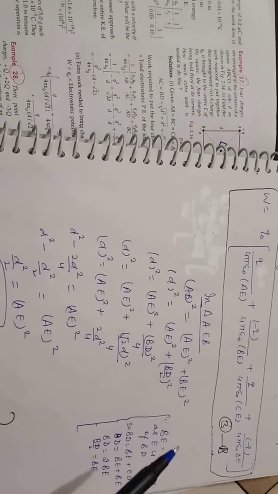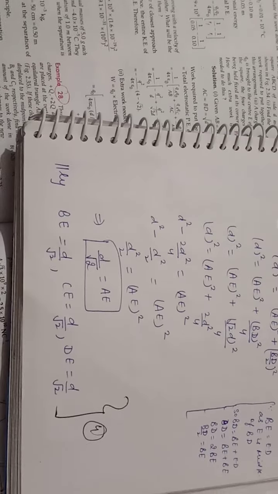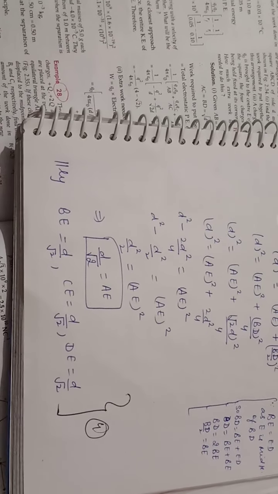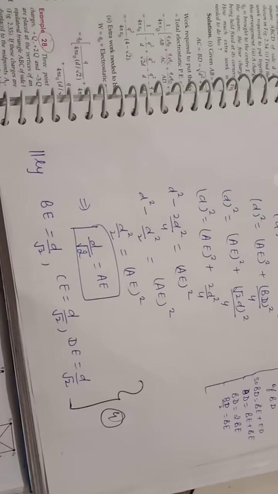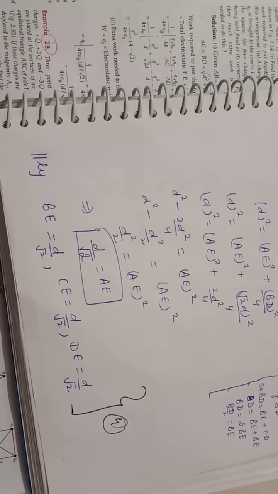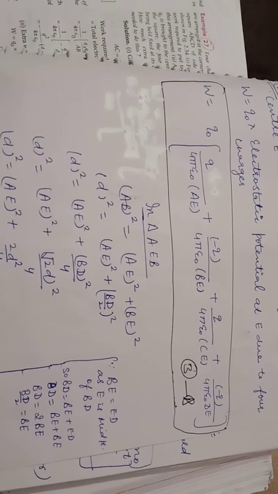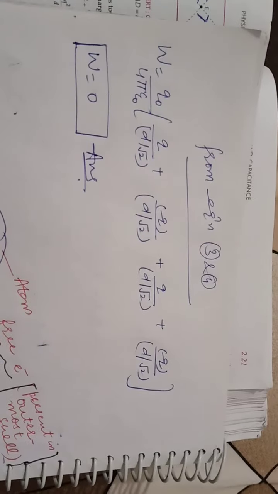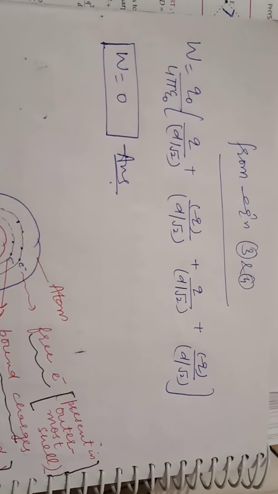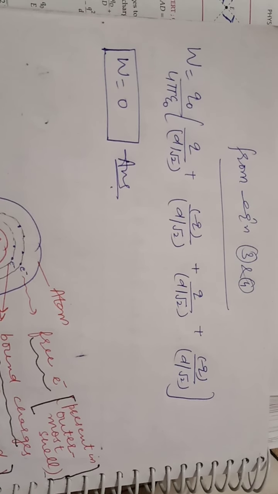So on putting the value of BD in this expression, we get the value of AE is equal to D upon root 2. Similarly, the values of BE, CE, DE are also equal to D upon root 2. So AE, BE, CE, DE all have the same value D upon root 2. On putting the values of AE, BE, CE and DE in equation number 3, we get W is equal to 0. So no work is required to bring a test charge Q naught to point E of the square.